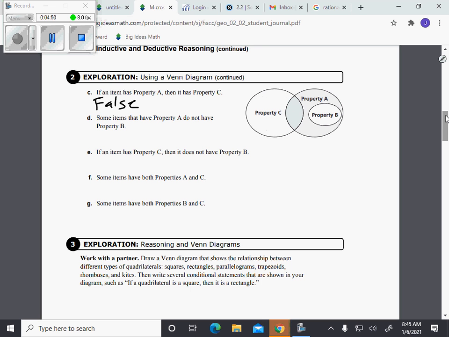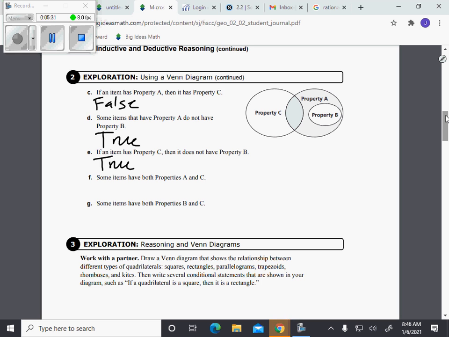D, we're on letter D. Some items that have property A do not have property B. Is that true? For sure. That's true? Yeah. You can have property here that's not property B, or here, or here. Those are properties that are not in B, but still in A. If an item has property C, then it does not have property B. Is that true or false? True, right? All of property C, right here. Nothing in that contains property B. So that's true.